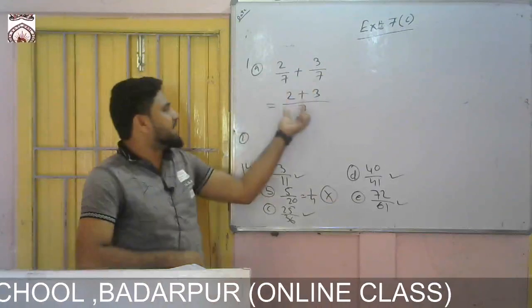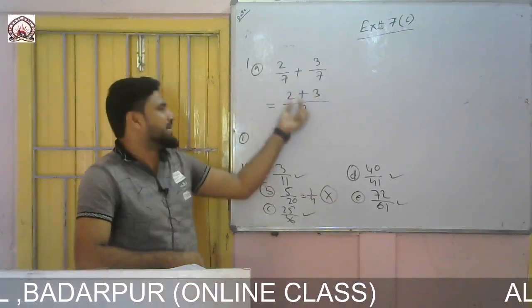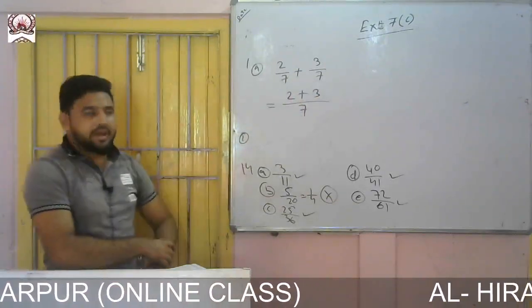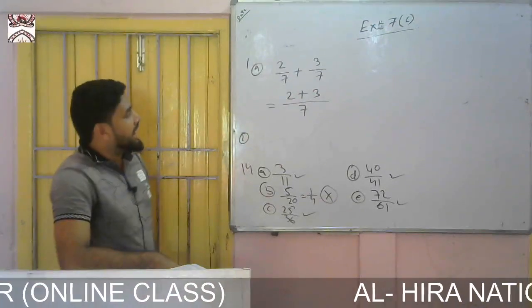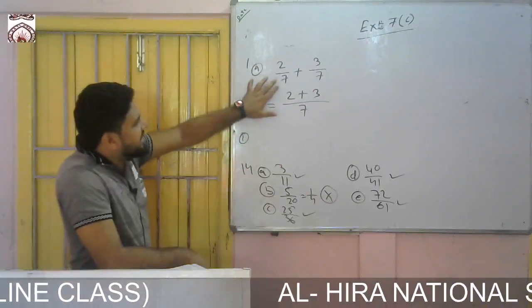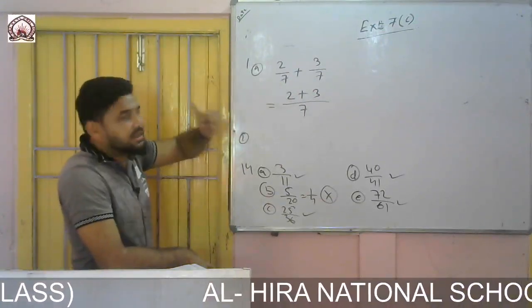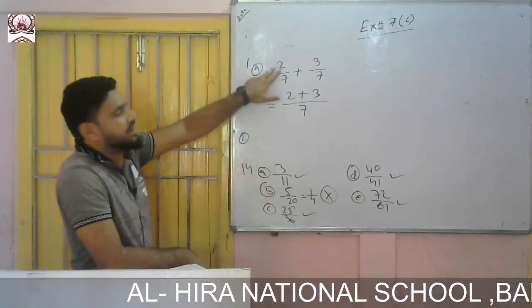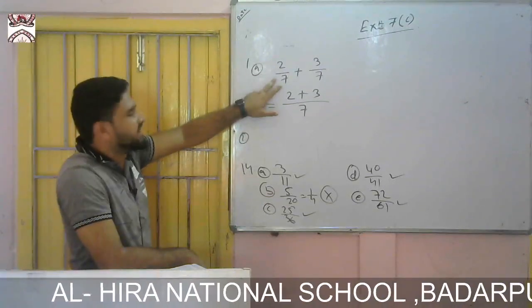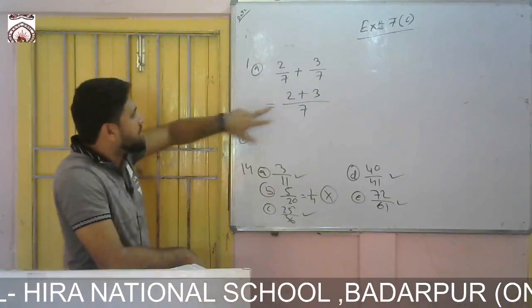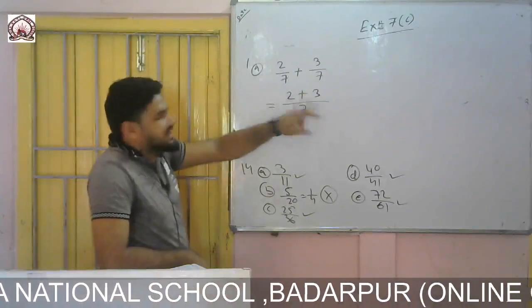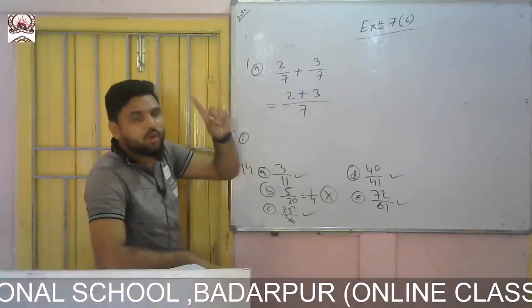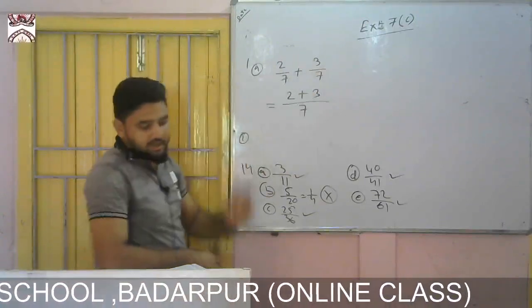So see again how to add. First you take the LCM of these two. If you take the LCM of this 7 and 7, then it will become 7. Then you divide 7 by 7, it is 1. This 1 should be multiplied with the numerator of the fraction whose denominator you have divided. So 2 1s are 2. If you divide again, 7 divided by 7 is again 1, so 1 3s are 3.